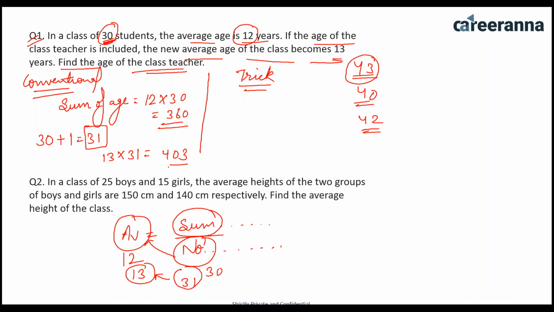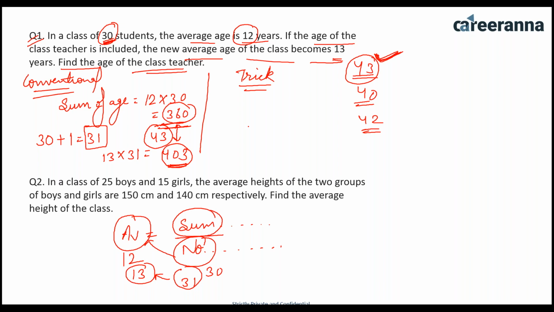Is it 403? Yes. So when the age of the teacher was not included, it was 360. But we have included the age of the teacher, and it is 403. What is the difference? 43. This must be the age of the teacher. Is it clear? So the answer for this question is 43. Is it clear to everyone? Any doubt? Guys, I'm really being very slow. If you have any doubt, please ask.